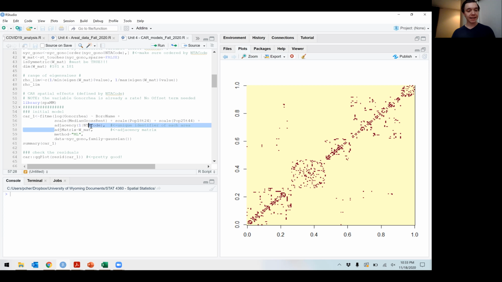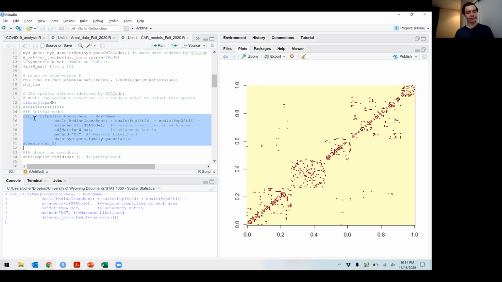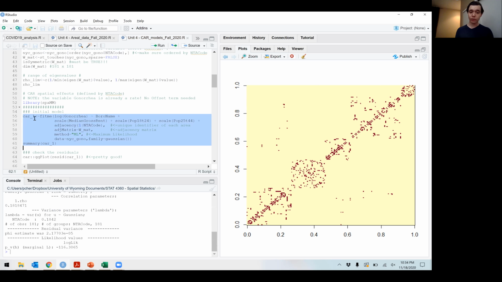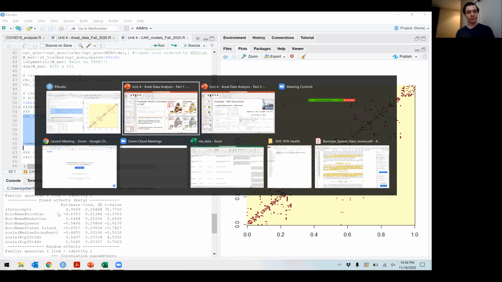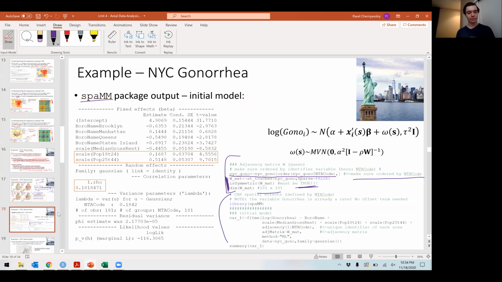We have to provide our adjacency matrix to the model. We're going to be using ML. This is maximum likelihood. We are familiar with maximum likelihood. You guys have coded maximum likelihood by hand, so there are no excuses. And we run the model. And this runs quite quickly. It gives us our output that will match what I have on the slide.